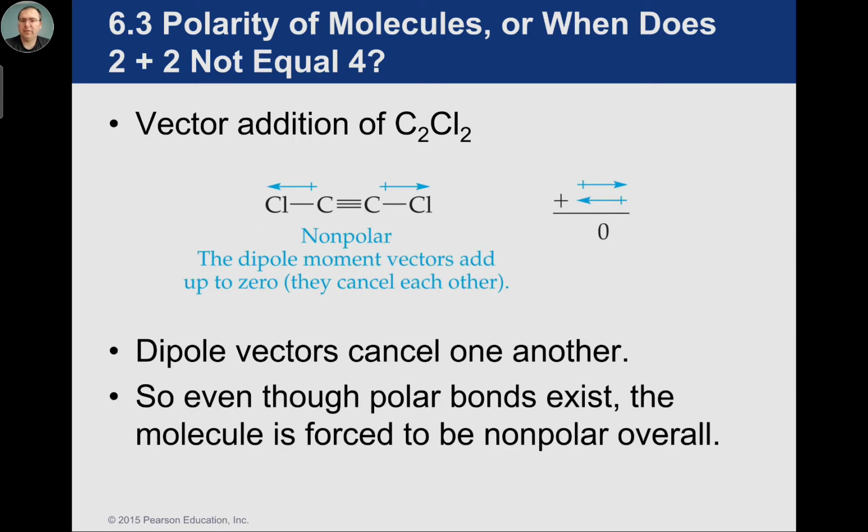Notice in this situation, we had that 0.5 to 0.5, so our dipoles canceled perfectly. That was 0, that was nonpolar. Even though it had two polar bonds from carbon to chlorine, it ended up being a nonpolar molecule because the overall result of those dipoles cancels each other perfectly, and that's what we have to watch out for.